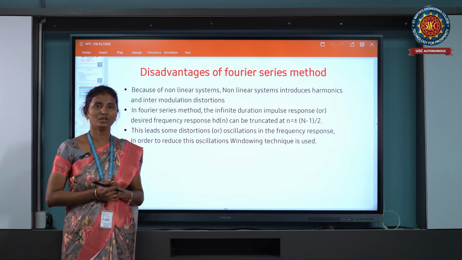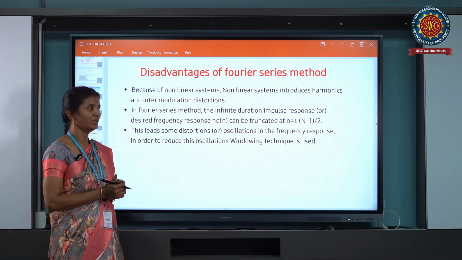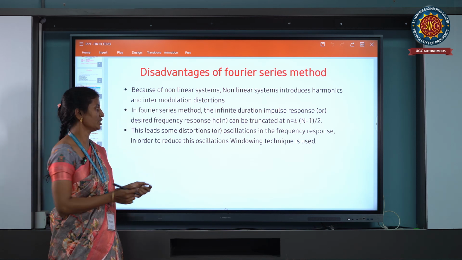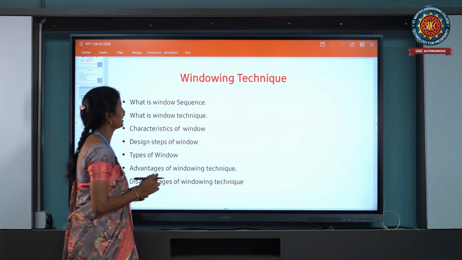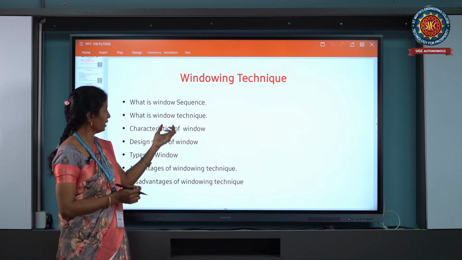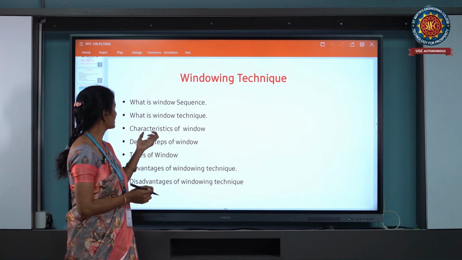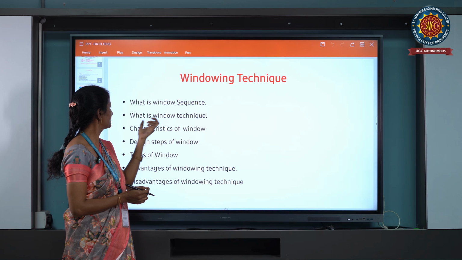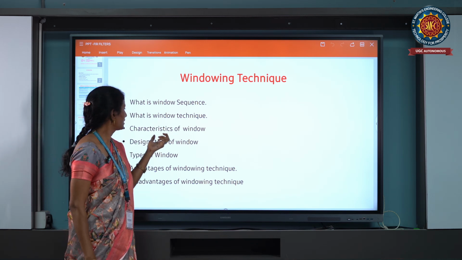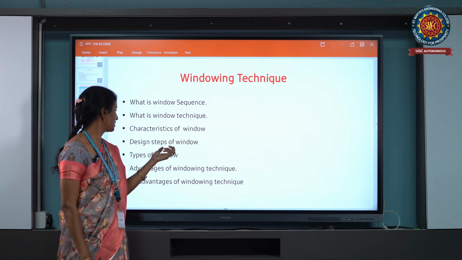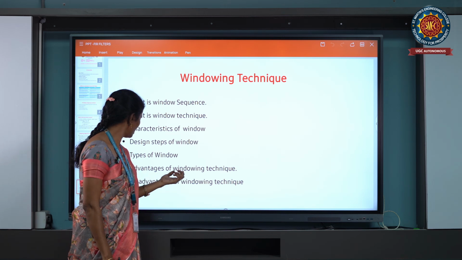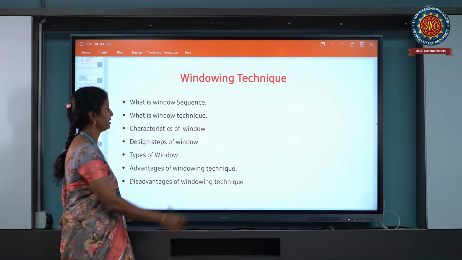In order to reduce these oscillations, we are using the windowing technique. What is the windowing technique? The next topic is the windowing technique. In this topic, we are discussing what is a windowing sequence. The second topic is what is the window technique. The third topic is characteristics of window, the design steps of window, and types of window. Fourth, advantages and disadvantages of the windowing technique.